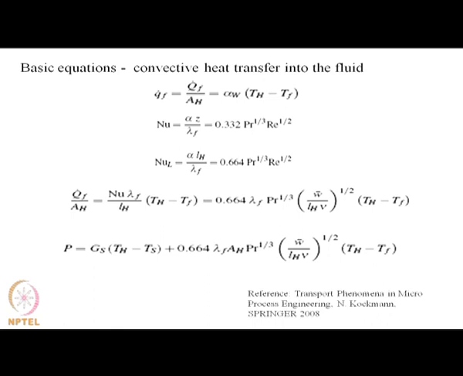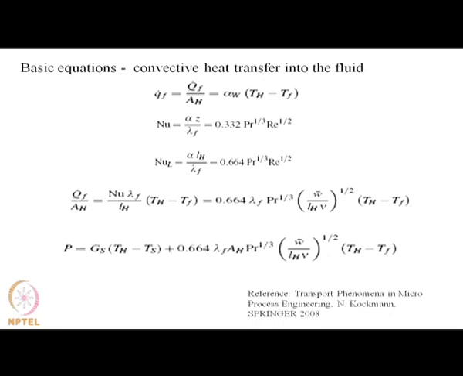So, if you think of the flow to be laminar over the heater, which in most cases of microchannels it is going to be laminar flow, the point value of the Nusselt number is simply equal to 0.332 Prandtl to the power 1/3 Reynolds to the power half. If we integrate this expression over the entire length of the heater, we get the Nusselt number based on the entire length to be equal to 0.664 Prandtl to the power 1/3 and Reynolds to the power half. In this case the Reynolds number is based on the entire length of the heater.